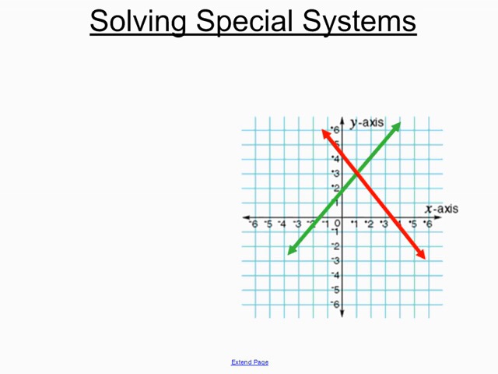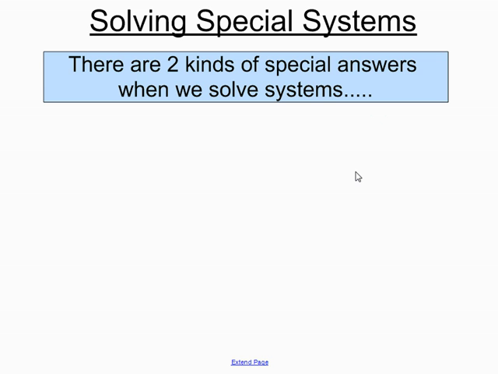We're going to take a look at solving special systems. So we know that a normal system will crisscross each other and they'll have a common solution, or one solution. Now, there are other situations that will give us other types of solutions. So let's take a look at what those two kinds of special answers are when we solve a system.